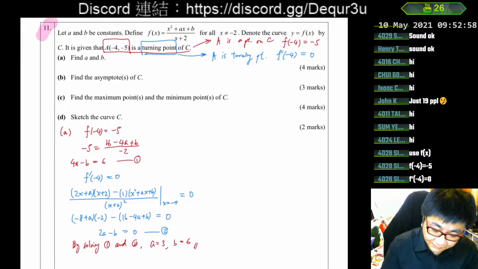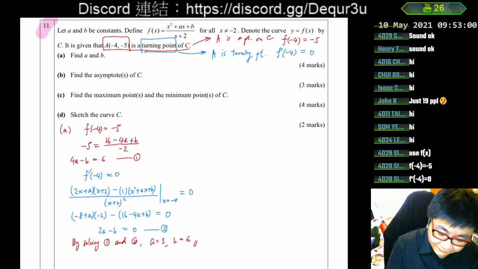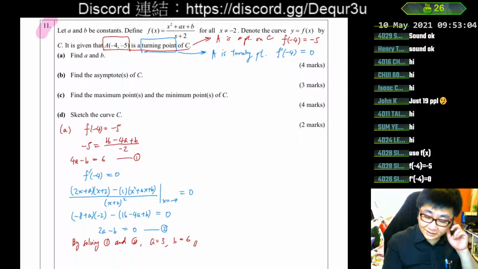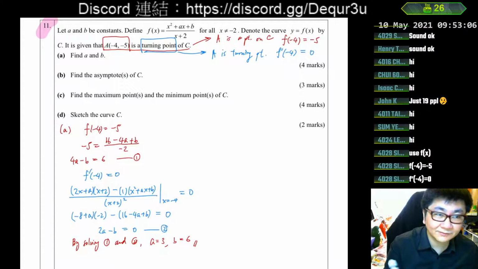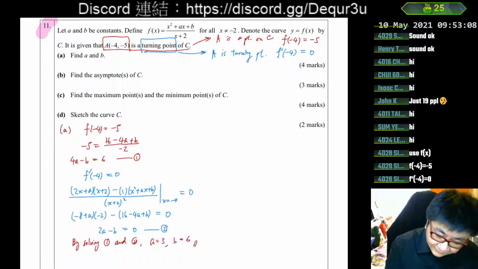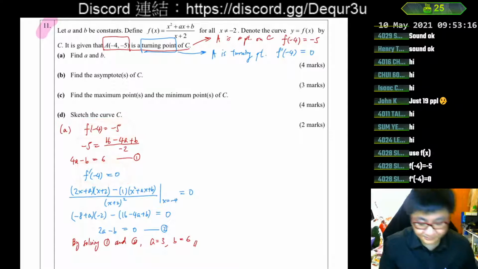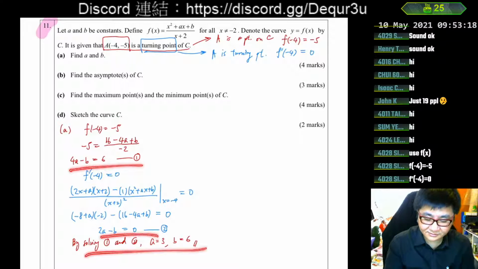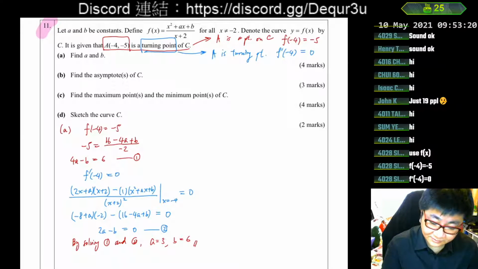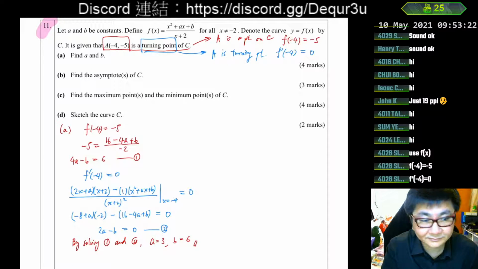And so we've done a few steps here, and then we have already done part A for 4 marks. To have a quick review of the flow, we use both pieces of information coming from that sentence. We have the point and also the slope, and set up 2 equations and solve it. Also, this is part A. Any questions?